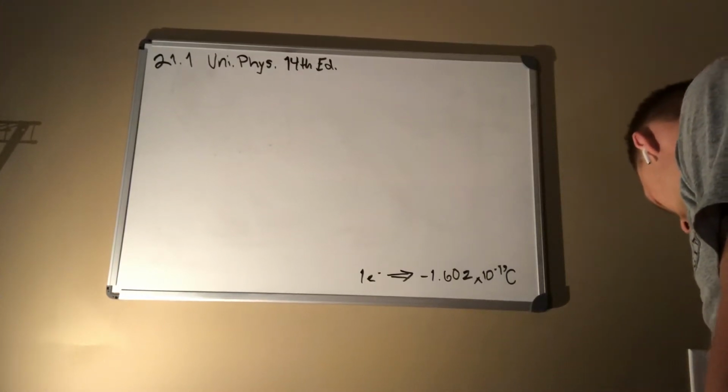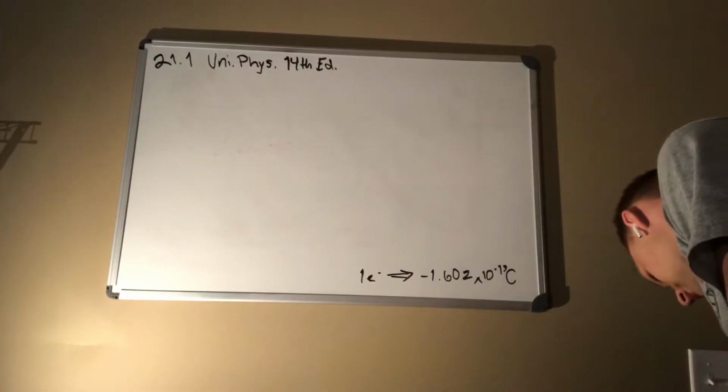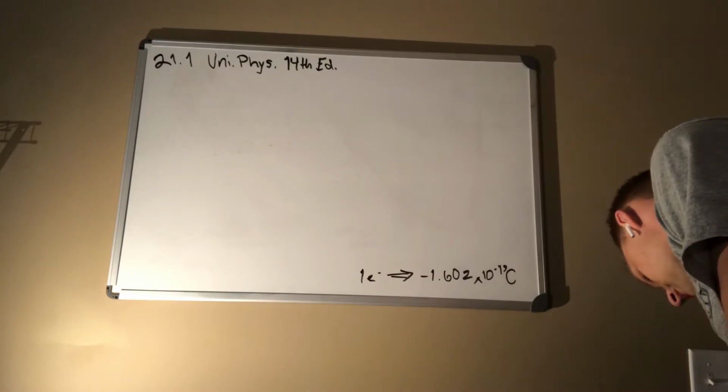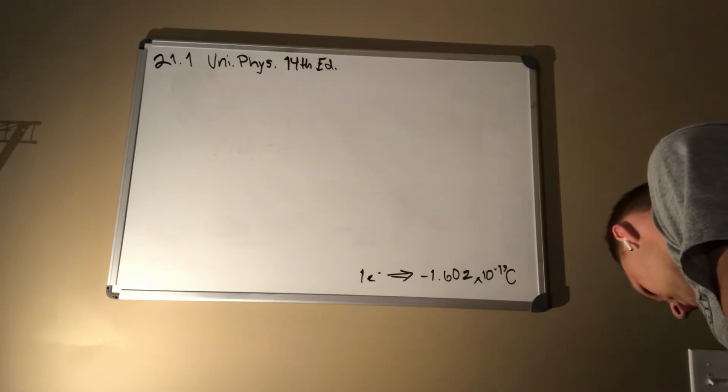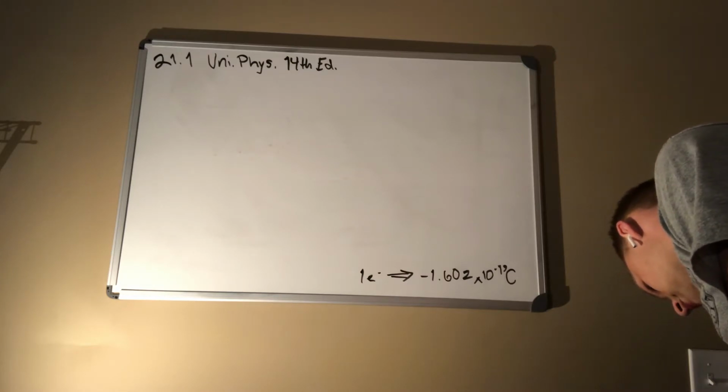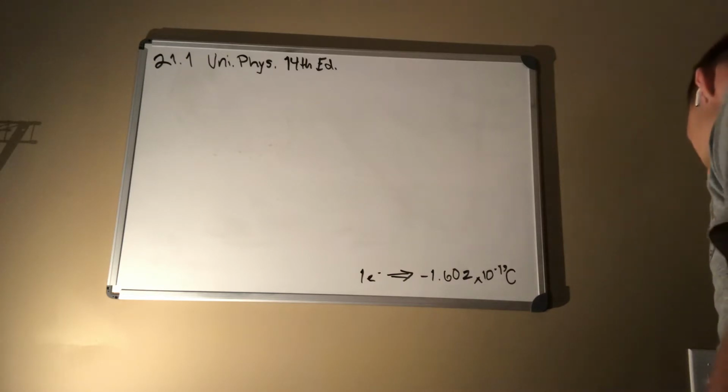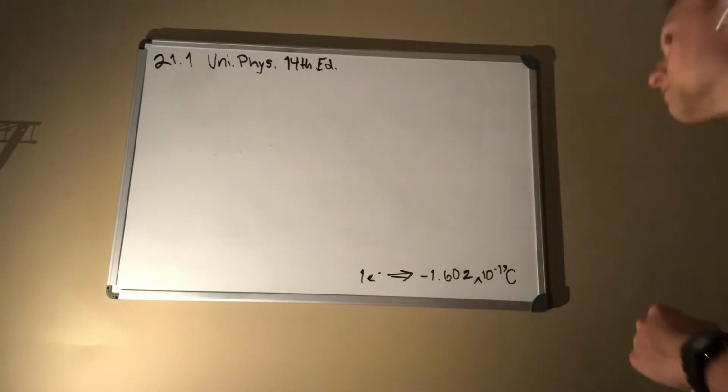Problem 21.1. Excess electrons are placed on a small lead sphere with a mass of 7.90 grams so that its net charge is negative 3.10 times 10 to the negative 9 coulombs. A. Find the number of excess electrons on the sphere. B. How many excess electrons are there per lead atom? The atomic number of lead is 82 and its atomic mass is 207 grams per mole.